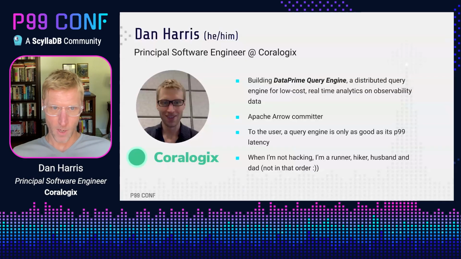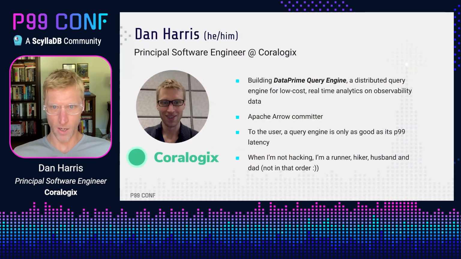Hi, I'm Dan Harris. I'm a principal software engineer at CoreLogics, and today I'm going to be talking about cost-effective burst scaling for distributed query execution. So my day job at CoreLogics is building the rather unimaginatively named Data Prime query engine. This is a distributed query engine for doing low-cost, real-time analytics on observability data.